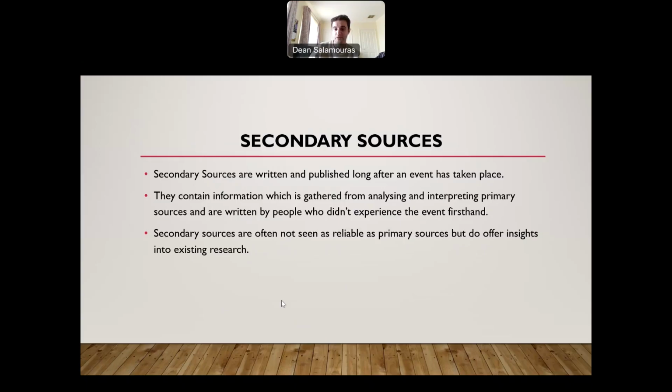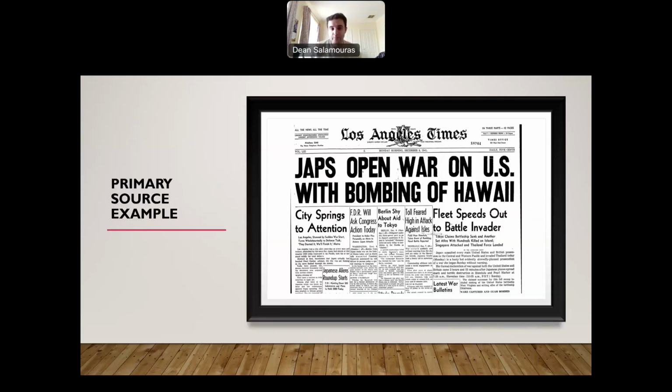Now, I've got a few examples here of primary and secondary sources. Start off with the primary source example. This is an article published by the Los Angeles Times in December of 1941, and it says "Japs open war on US with bombing of Hawaii." Now, that's in direct relation to the Pearl Harbor bombings, and this was published in December of 1941, just after the bombings took place.